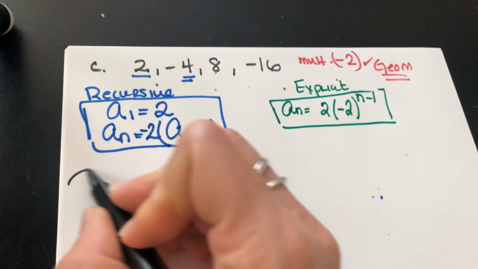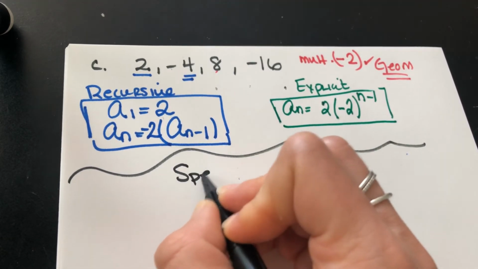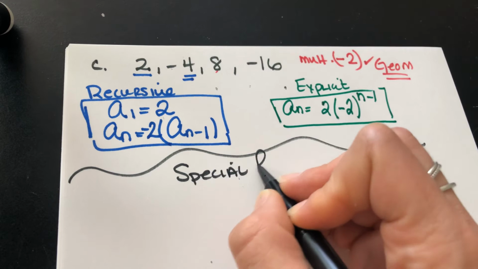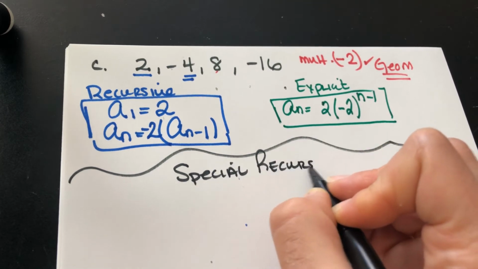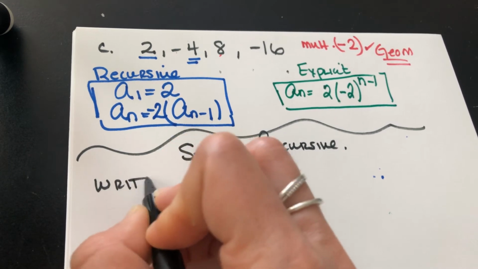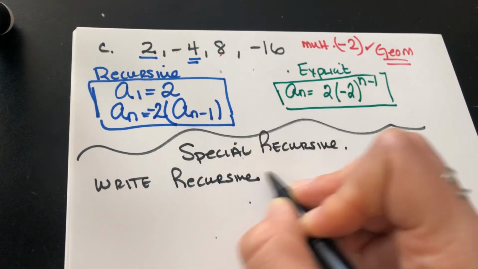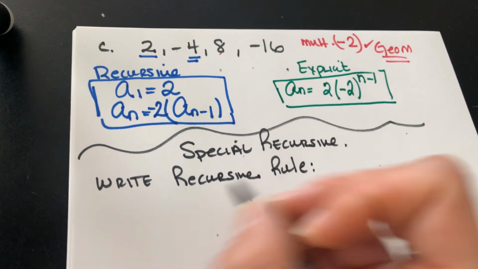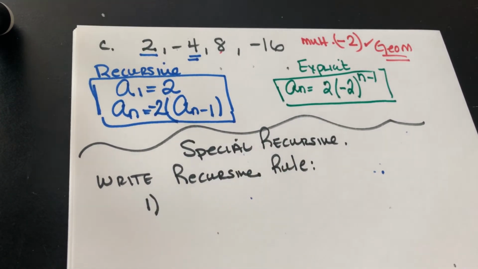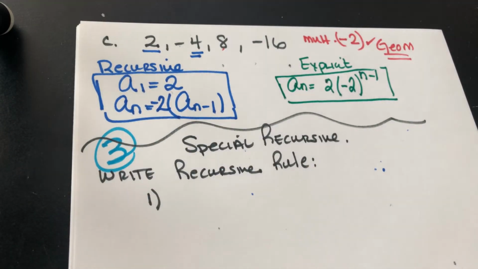Here is what we call the special situations where only recursive can happen. These are definitely a lot more tricky. Just try to at least pay attention. Hopefully you can understand. All right, so I want us to write recursive rule because there's no way to write explicit. We're almost done. 2 more problems. So this is, we could say, question number 3. So 3 types from today.